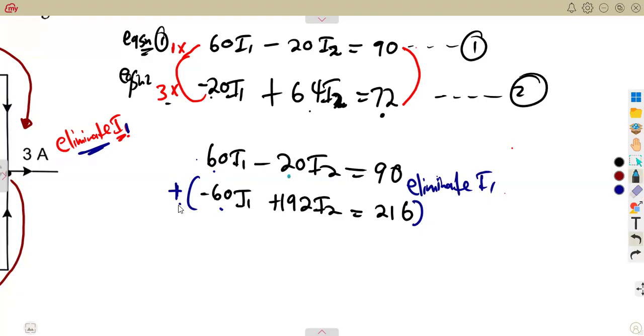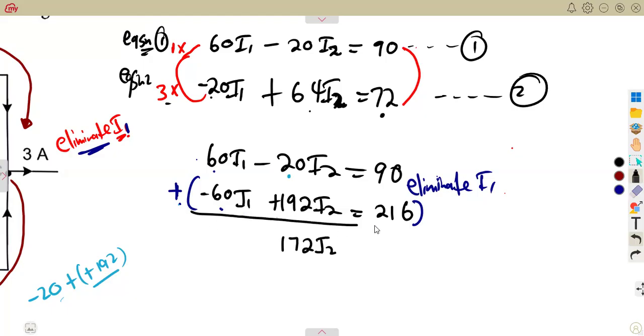Okay, you move on to the other part of our equation. Minus 20 plus 192. So guys, a plus and a plus does not affect. It's just going to remain as a plus. So that is going to give us 172. So in this case, we're going to obtain 172 I2. Okay, so remember we are adding. So you also add 90 plus 216. So this was going to give us 306.